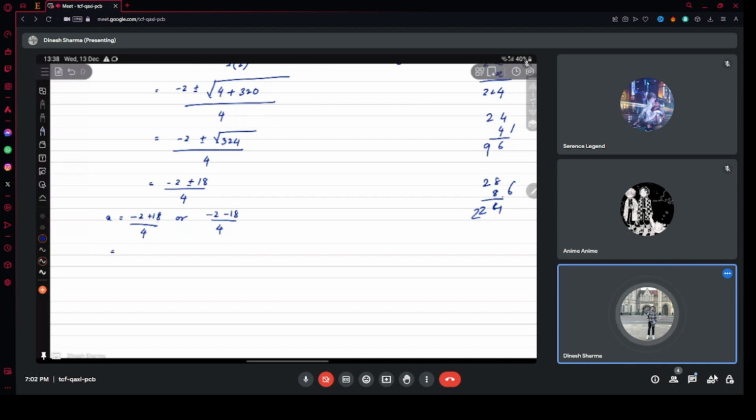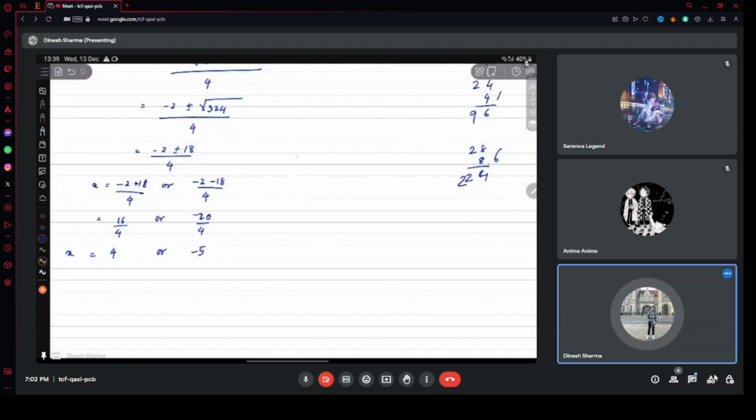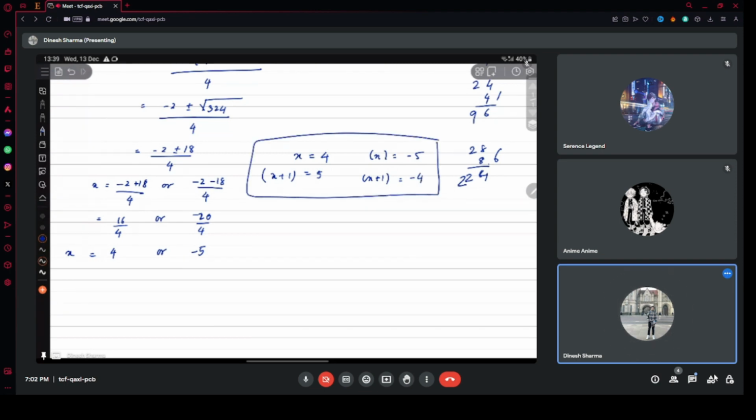So this is 18 minus 2 is 16 by 4, or minus 20 by 4. So your number is 4, 4 fours are 16, or minus 5. So x can be 4 or minus 5. So the consecutive numbers are x equal to 4 and x plus 1 is 5, or x equal to minus 5 and x plus 1 equal to minus 4. So this is your answer.